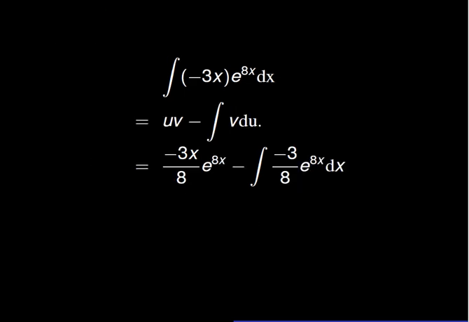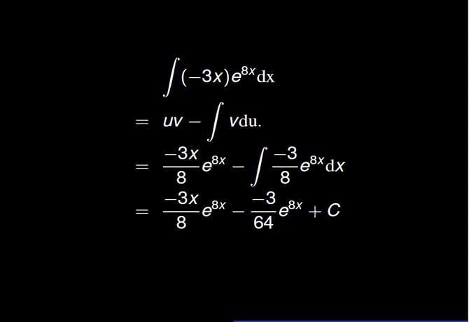Thus, the integral of minus 3x times exponential of 8x dx is equal to uv minus the integral of v du. When we replace u, v, and du by their corresponding values, we see that the integral of minus 3x times exponential of 8x dx is equal to minus 3x over 8 times exponential of 8x minus the integral of minus 3 over 8 times exponential of 8x dx.